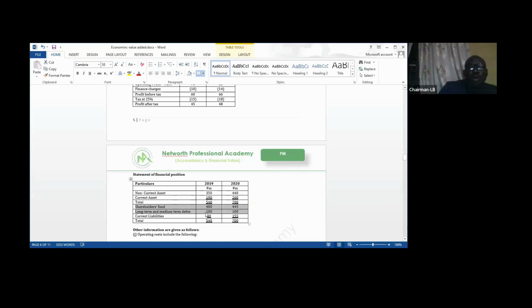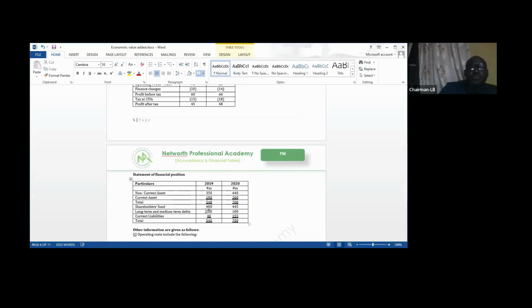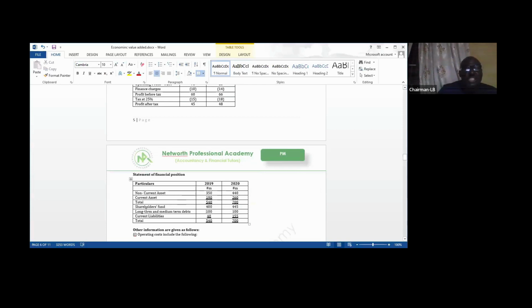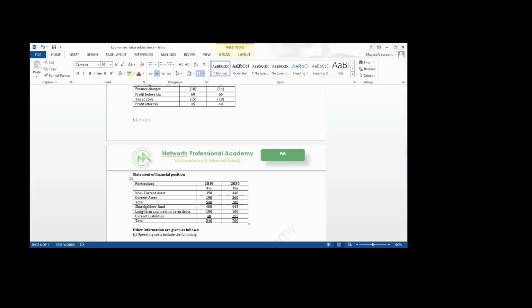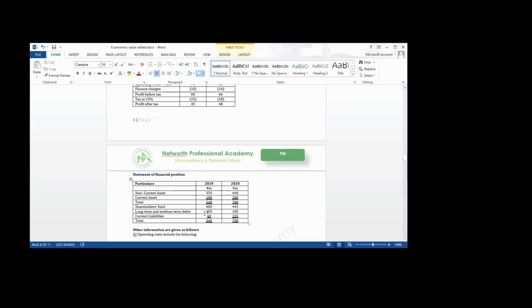Look at the capital employed: 400 plus 100. How much, please? 500. When we say capital employed, it is capital contributed by the shareholders and capital contributed by the debt holders. By the shareholders, you have 400 million. By debt holders, you have 100 million. That will give us 500 million in 2019.